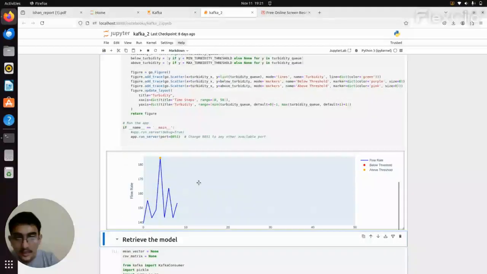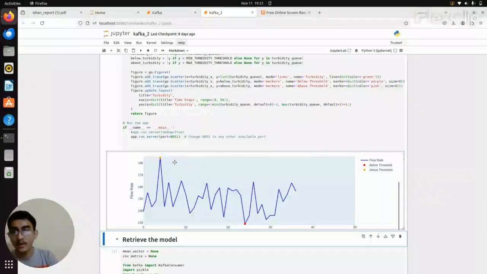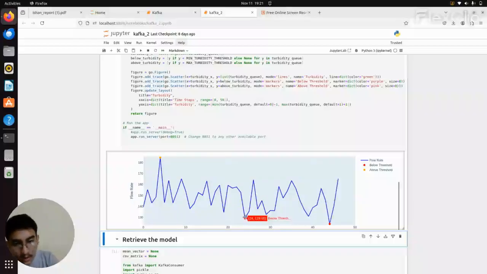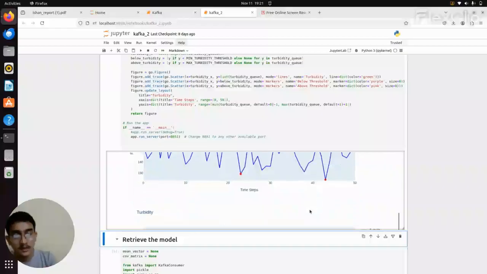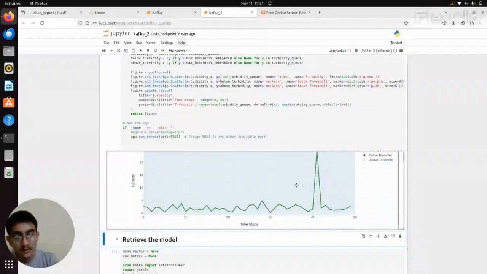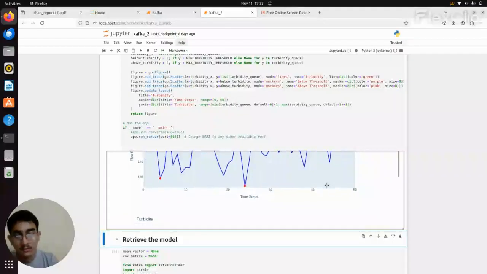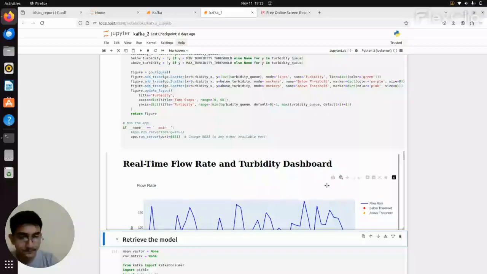As you can see, one of the points was above the threshold, so it was detected and plotted on the real-time monitoring dashboard as above threshold. So we can see there was an anomaly, or we can alert the system to check that data point at that timestamp. Similarly, there was a point below the threshold. This is for our flow rate. Similarly, I was also plotting turbidity to see whether some impurities were getting mixed with the water, to check that our water maintains a good turbidity.